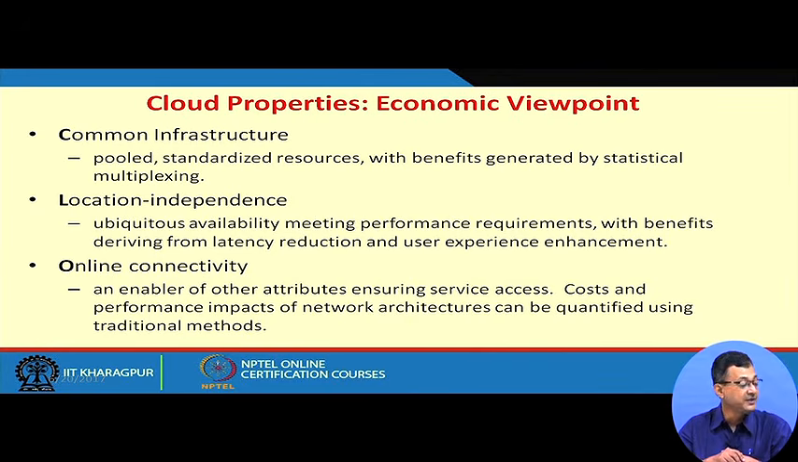Another is location independence, another property of cloud, like being ubiquitously available, meeting performance requirements with benefits deriving from latency reduction and user experience enhancement. So, this is the location independence property. Then there is online connectivity as an enabler of other attributes, ensuring service cost and performance impact on the network architecture, etc. So, I should have always-on online connectivity. So, these are the different factors which may force us to look at different things.